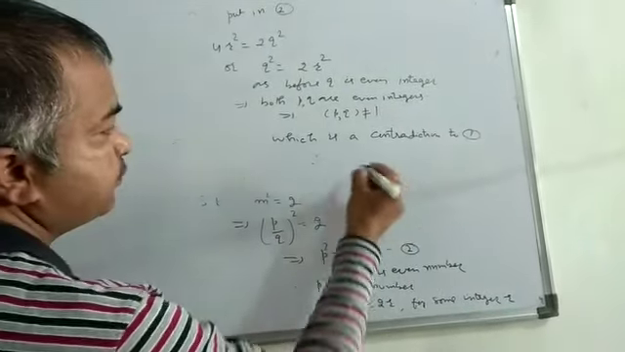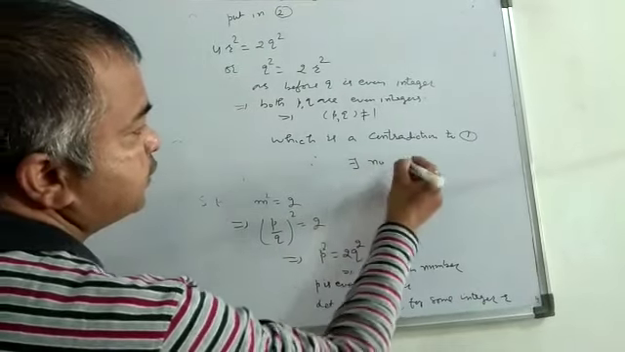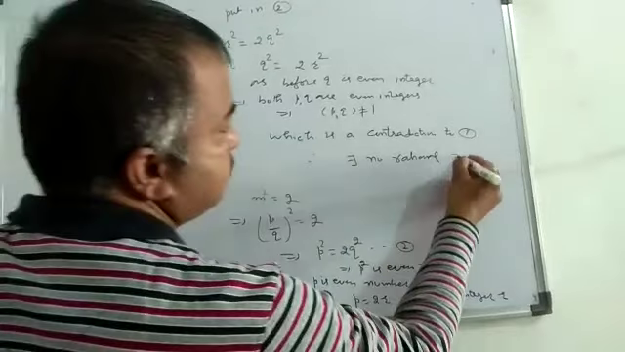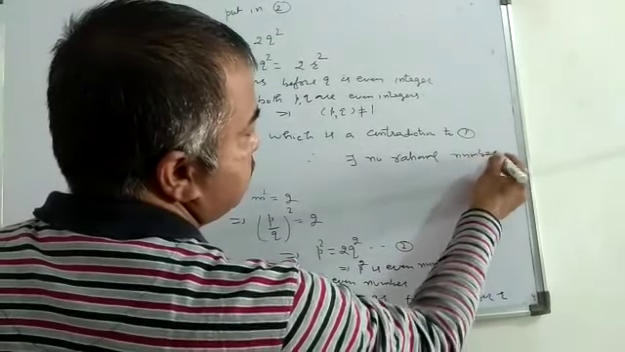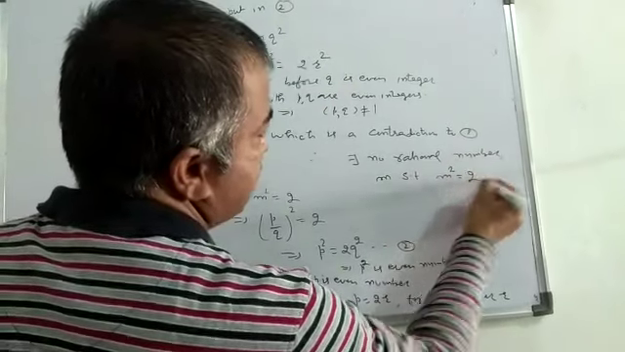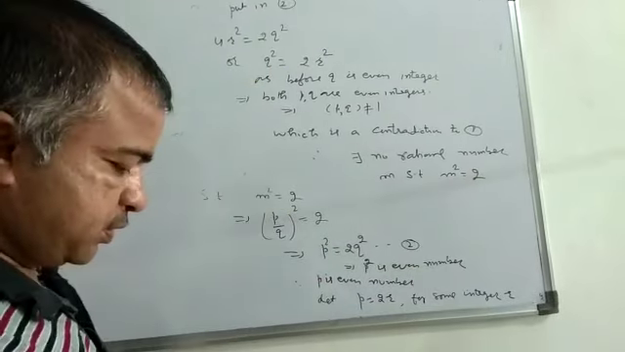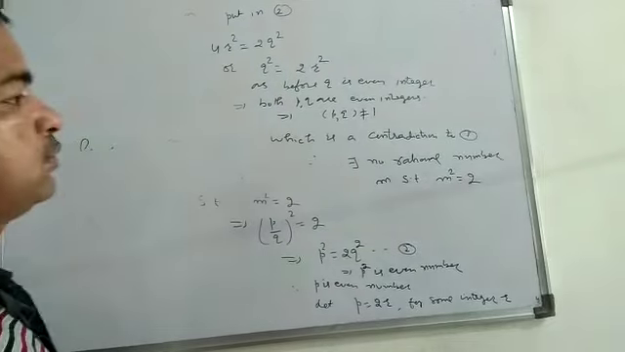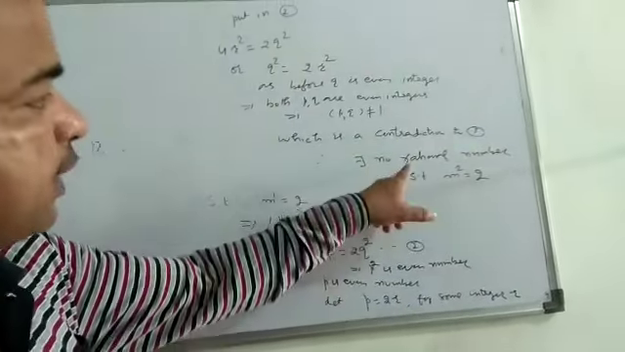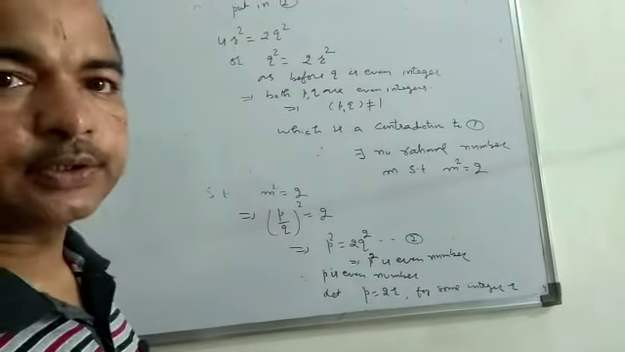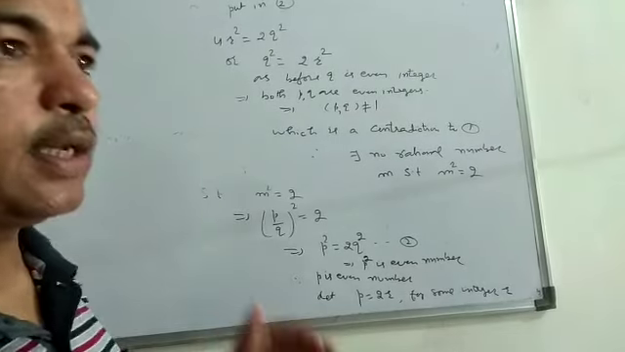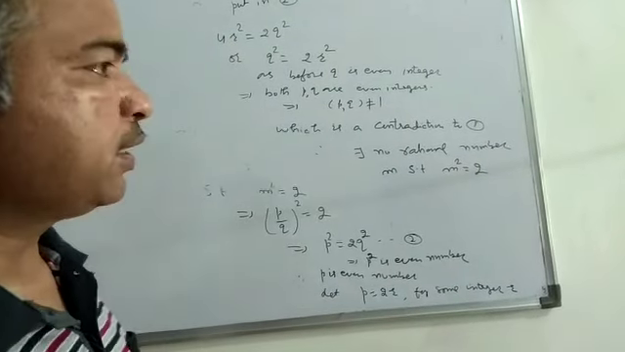So therefore there exists no rational number m such that m square equal to 2. Means there are numbers which are not rational numbers, and numbers of such type are called irrational numbers. So real numbers, all rational and irrational numbers, are called real numbers.